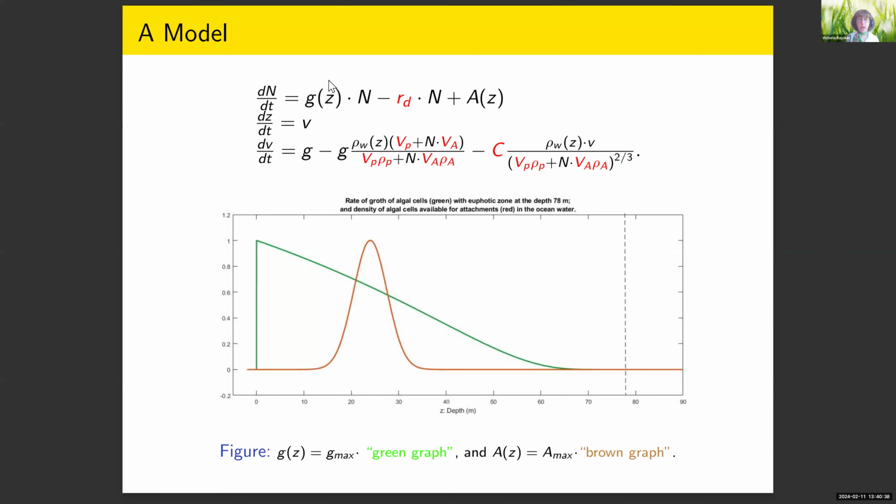Now, the functions: growth rate of algal cells. So growth rate is decreasing with depth, and this is the green graph. The rate of attachment depends on the light intensity, and light intensity is the highest somewhere around 25 meters depth, according to some publications. So these are the functions that are also going to participate in our study.